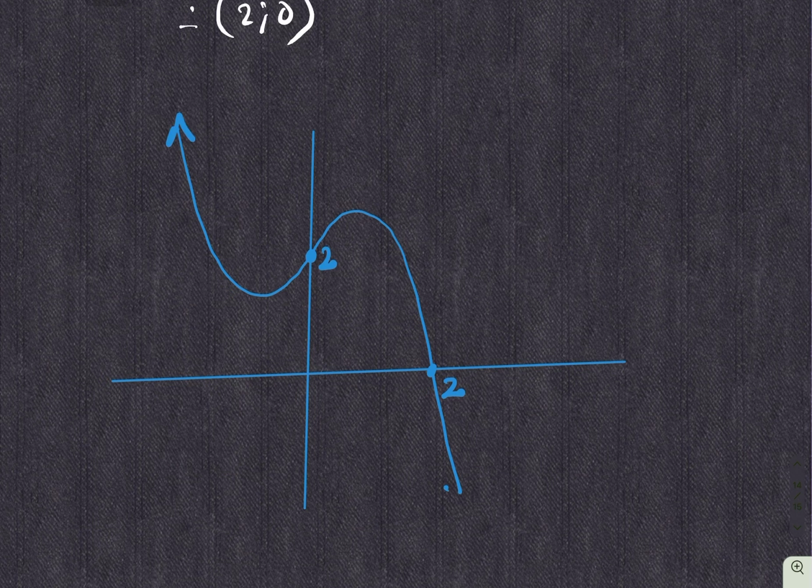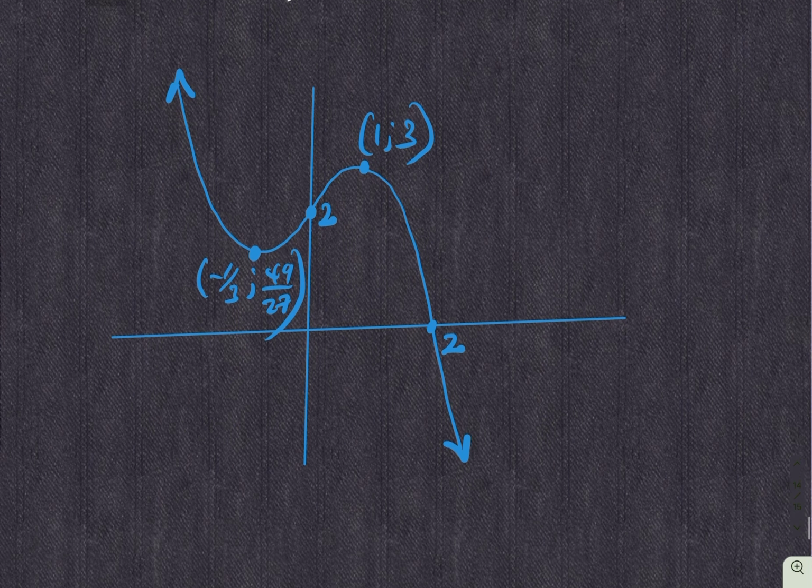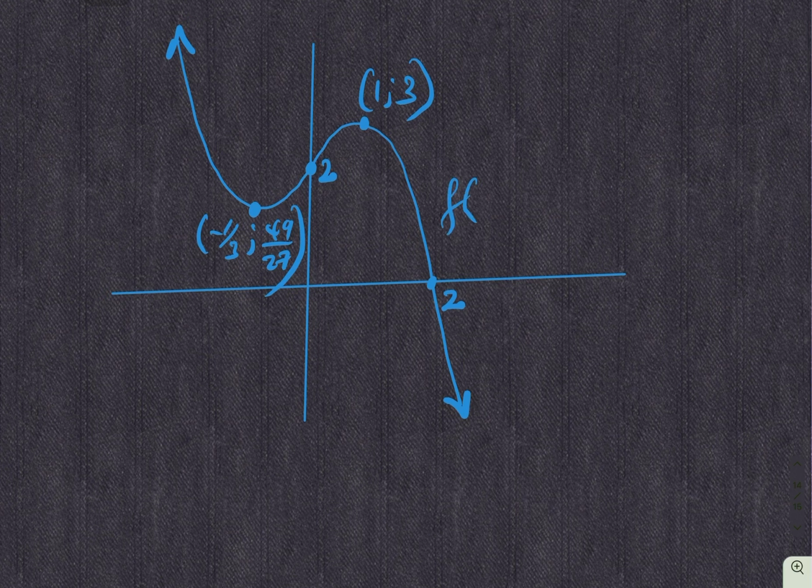You also need your turning points. That is at x equals 1 and x equals negative 1 over 3. You also need that point, where you get negative 1 over 3 and 49 over 27. So this is how the graph is going to look. I hope it's a very beautiful graph, and the work is also beautiful. So I'm just going to write f.